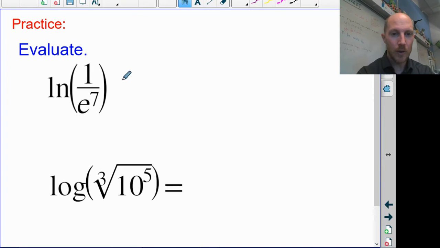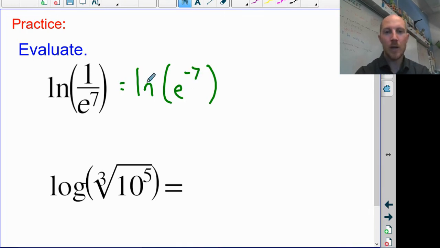All right, so let's rewrite the first one. So we got natural log of, this will be e to the -7th power to give me that reciprocal, natural log, and e are going to cancel, or they are inverses. So final answer is -7.